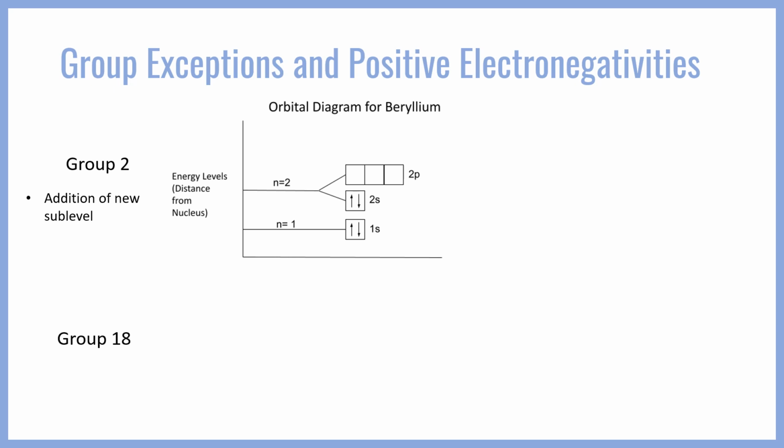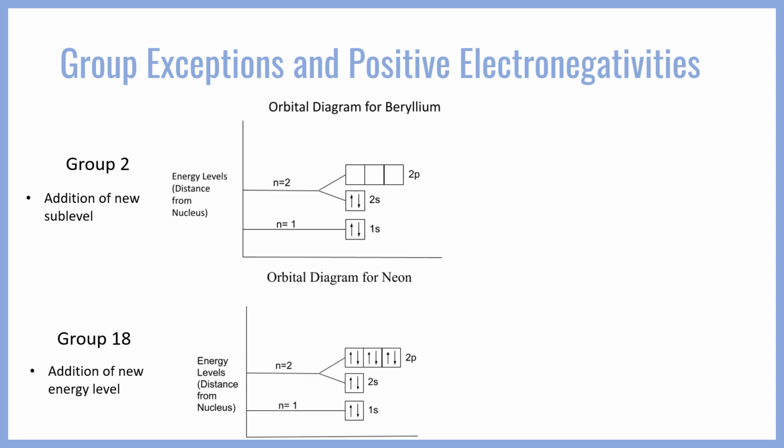We see this even more clearly with group 18 elements, the noble gases. Adding an electron to one of these will result in the creation of an entirely new energy level. As shown in the orbital diagram here for neon, adding a new electron will result in the creation of a whole new n equals 3 energy level. It's very similar to the group 2 trend, but it's even more substantial. It's almost impossible to add an electron to a noble gas, and they're all going to have large positive electron affinities. They do not want an extra electron.